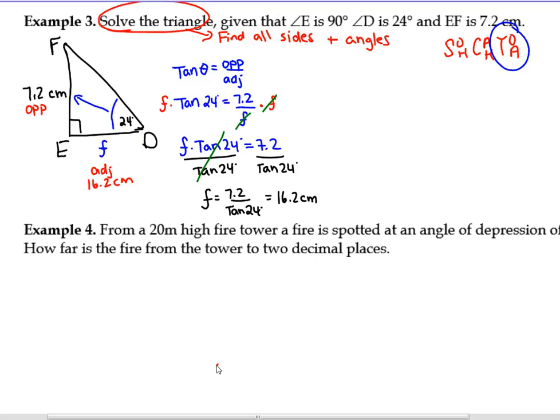Okay, so how do I get the other side, side FD? I'll call that little e. How do I get that side now that I know 16.2? Yes, probably the easiest is Pythagorean. 7.2 squared plus, now I'm going to write down 16.2, but we're going to type in the exact value, 16.2 squared equals e squared.